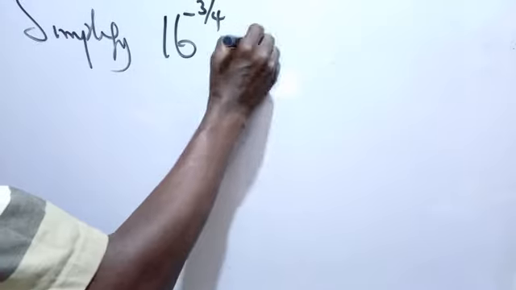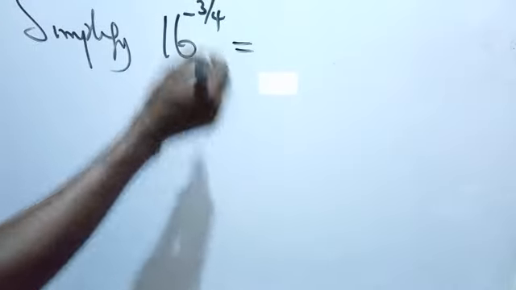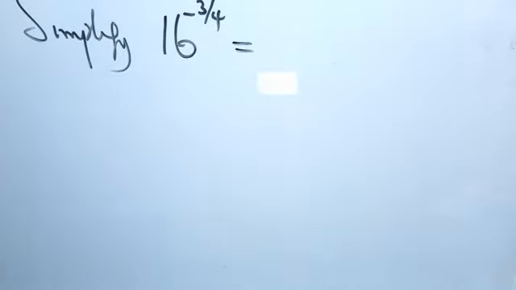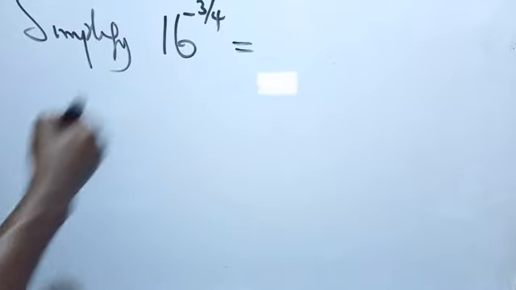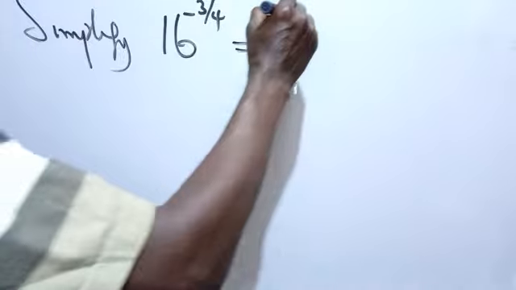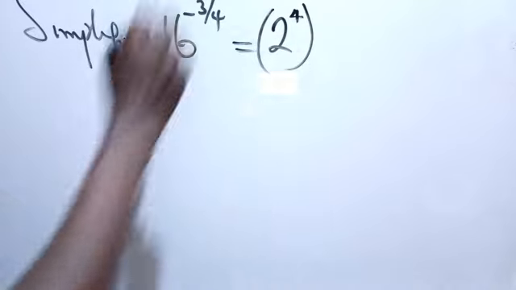And it's a negative exponent, that is minus. So what we just need to do is find the LCM of 16 in terms of 2. How many 2s can we get in 16? That is 4. So 2 raised to the power 4 stands for 16.